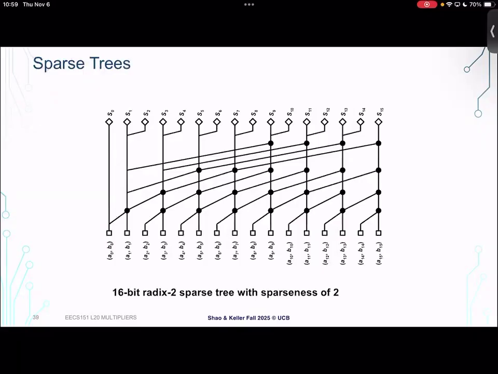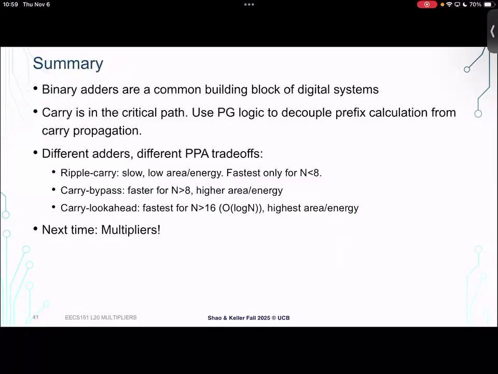This is what a sparse radix 2 tree looks like. This is interesting. There are a lot fewer of these PG cells, but then we notice that the logic to calculate the sums at the end is going to be more complicated because each 2 sums now need to be calculated based on 1 group generate signal that's been found at the end. So is this better? Is this worse? Depends on the details. You have to go in and actually analyze it. But that's basically how we visualize some of these tree structures in different flavors.